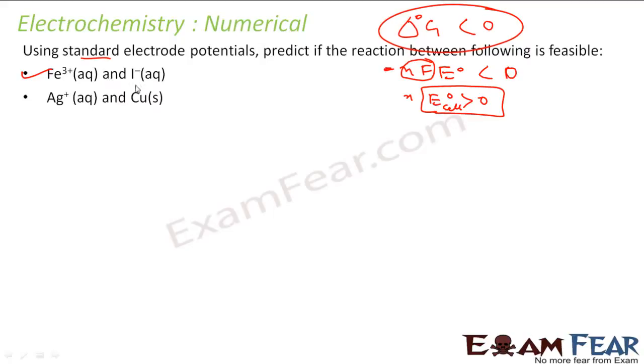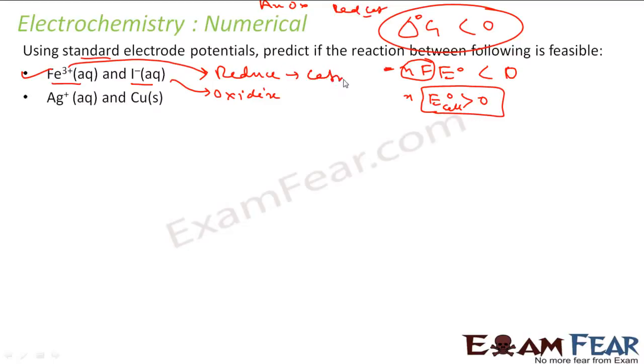Right? So in this case, I have Fe3 plus and I minus. So Fe3 plus, you can't oxidize this because the oxidation state can be +2, it can't be more than +3. So this Fe3 plus will be something which will get reduced, right? It will reduce. And I minus will be something which will get oxidized, right? So, remembering OIL RIG and red cat, reduction means this will be cathode and this will be anode.